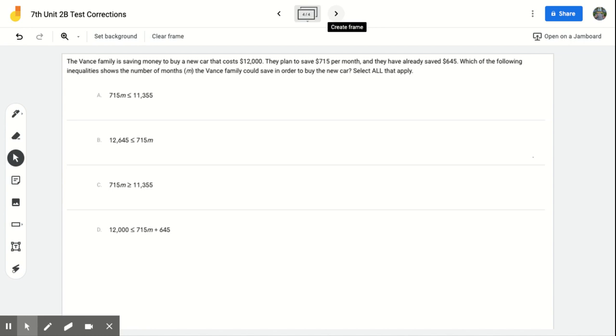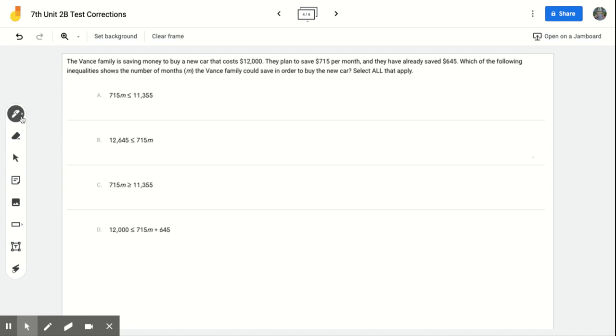All right, on this slide, this is a select all that apply question. So make sure that you choose more than one option for this. The Vance family is saving money to buy a new car that costs $12,000. They plan to save $715 a month. And they also already have 645, so they don't need to save 645 because they already have it. Which of the following inequalities shows the number of months the Vance family could save in order to buy the new car?